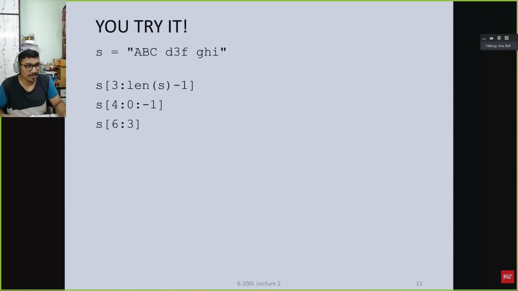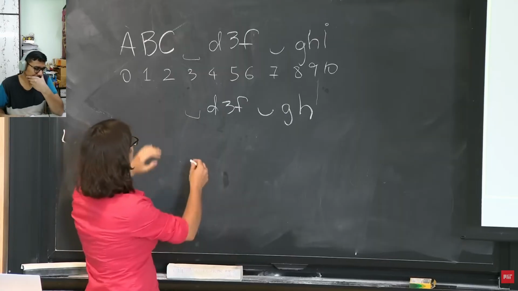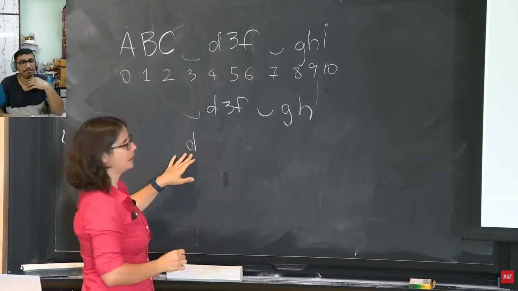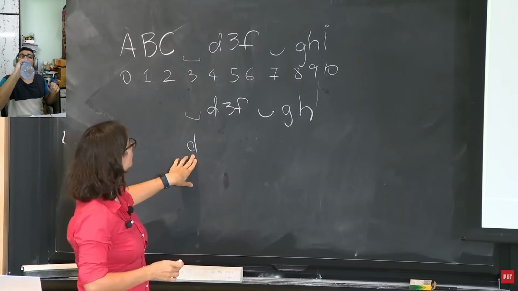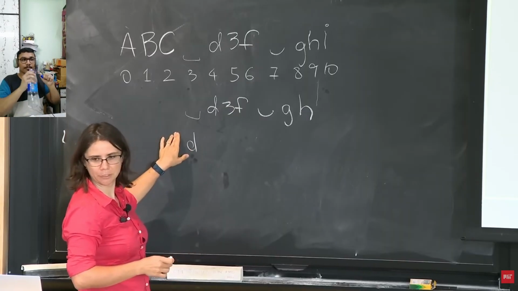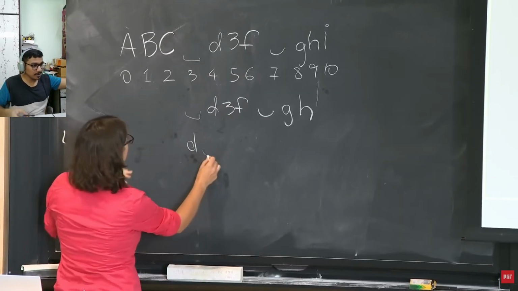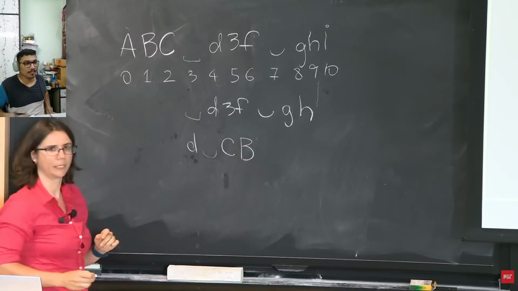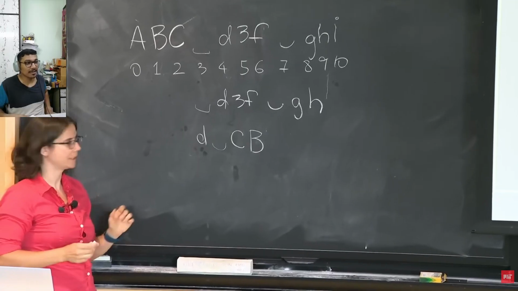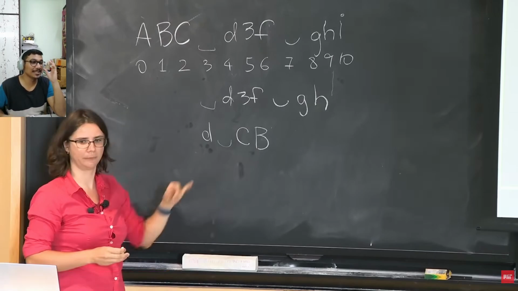S4:0:-1. What's the element at index 4? The D, yep. Are we working our way to the right or to the left? Yeah, exactly. So we're going to go up to, but not including, the character at index 0. So we're going to get the D, the space, the C, the B. Am I taking the A? No, exactly. So D, space, C, B. Oh, my bad. So I was again wrong.